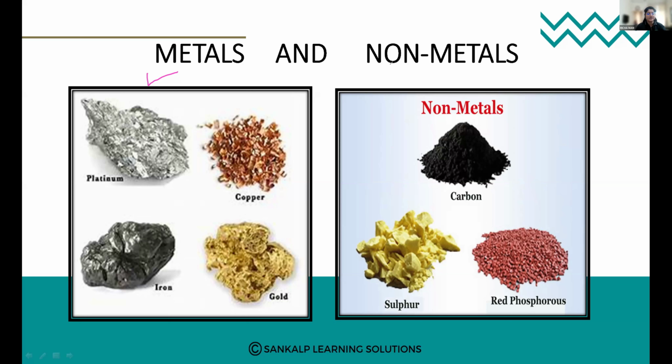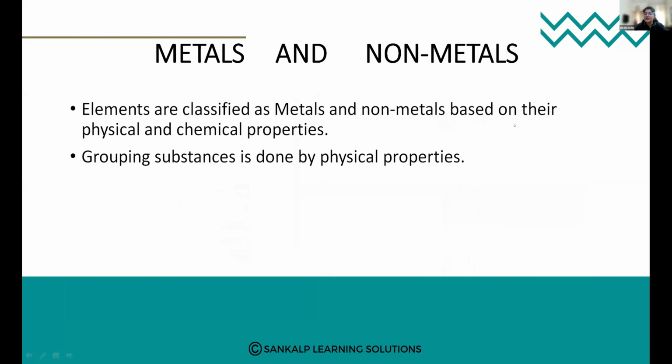What are the non-metals? That is carbon, which is a non-metal, sulfur and red phosphorus. So these are a few examples of non-metals. How do we categorize the metals and non-metals? Based on their physical properties and their chemical properties.